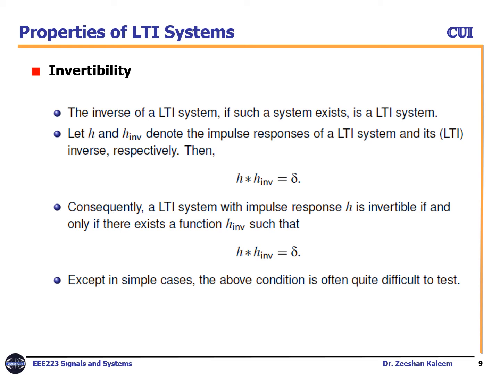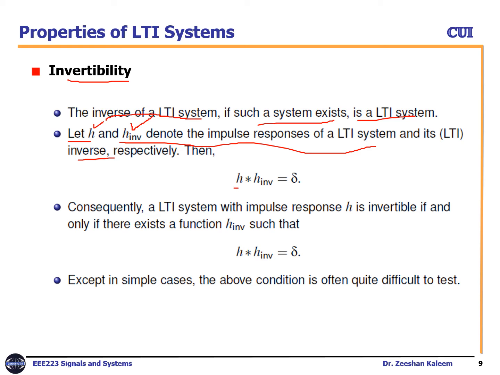Similarly, for invertibility, this is another property. Invertibility means that if you have a system, and an inverse of that system exists, then it is called an invertible system. The inverse of an LTI system, if such a system exists, is an LTI system. So let h be the impulse response of the original system, and h inverse denote the impulse response of its inverse, right? And h inverse is the response of the inverse of the LTI system.